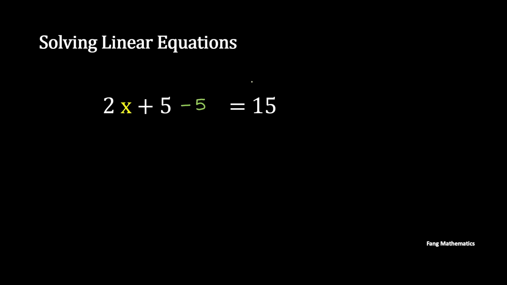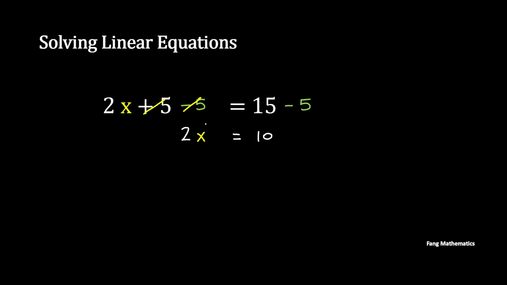Remember, the key here is when you do an operation on one side, you must do it on the other. And let's look at the left. Your plus 5 and minus 5 gets eliminated, leaving you just 2x. And on the right, I believe these terms can be combined. They are both numbers, so 15 minus 5 should give you 10.